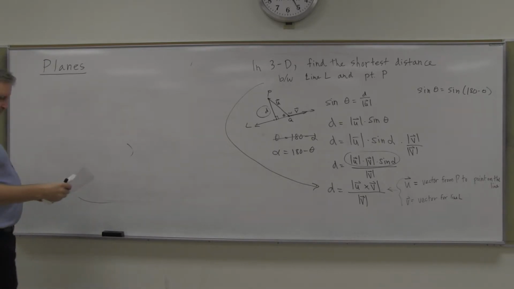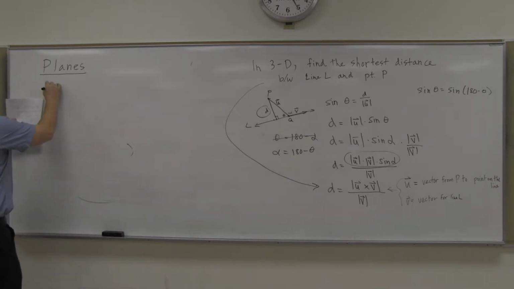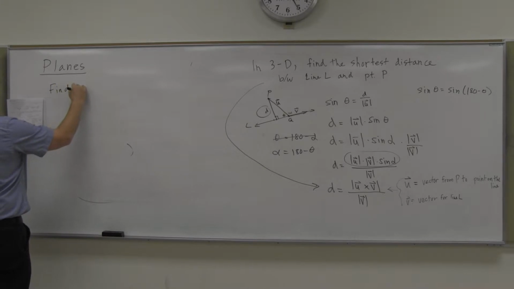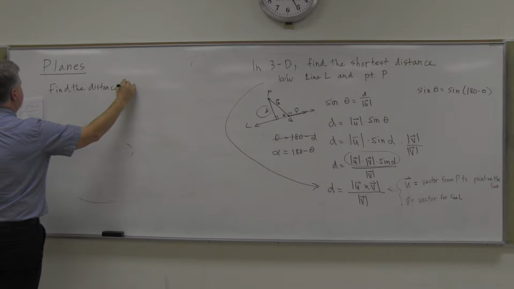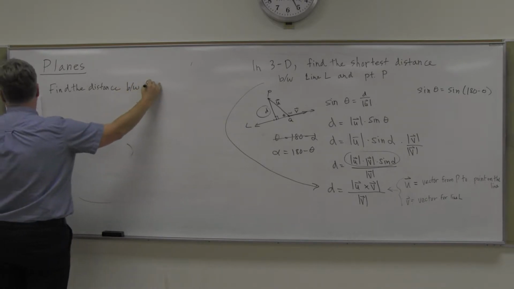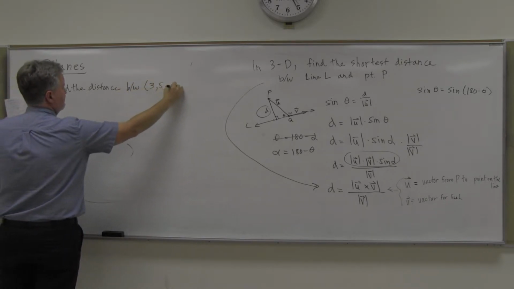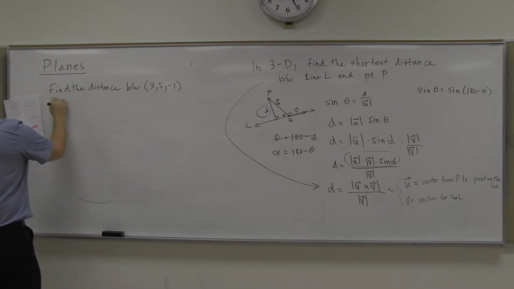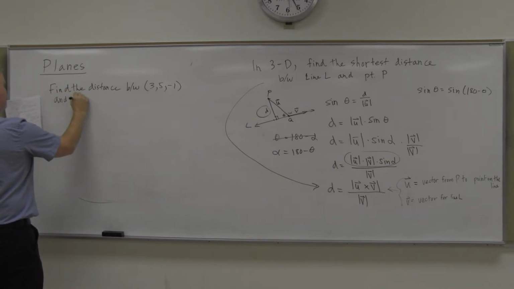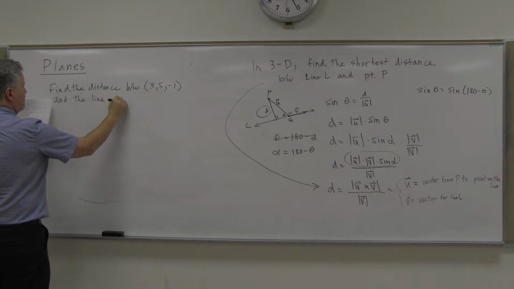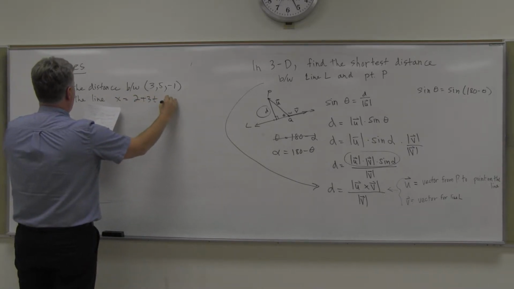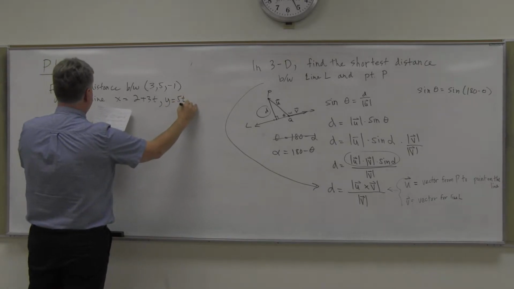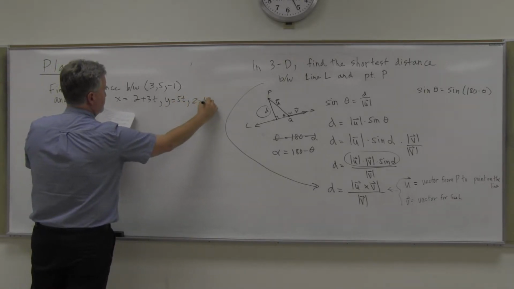Let's try. So find the distance between the point (3, 5, -1) and the line x equals 2 plus 3t, y equals 5t, and z equals 4 minus t.